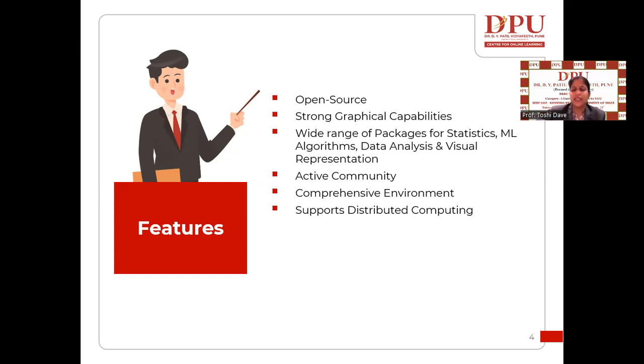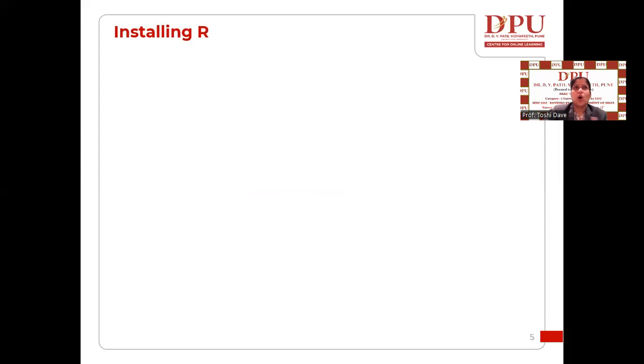Next, you can program in a very comprehensive environment which will be easily understood. I will show you what the environment of R looks like. R also supports distributed computing. Distributed computing means that people can access it from different locations. So that was all about the features of R, and the introduction of R.